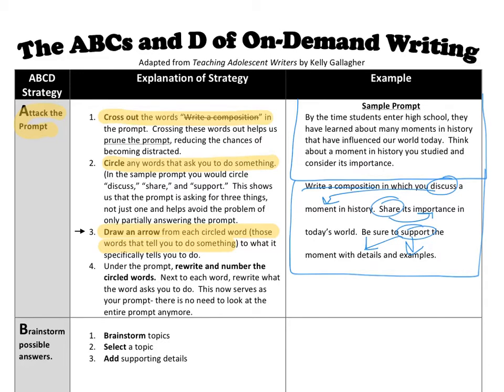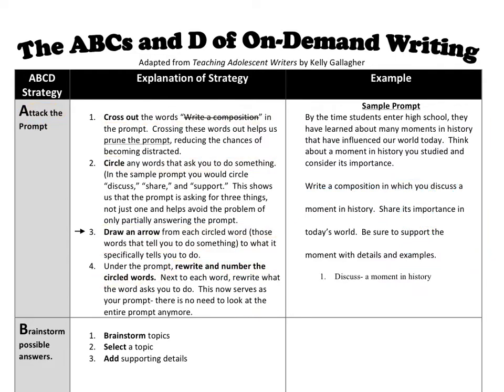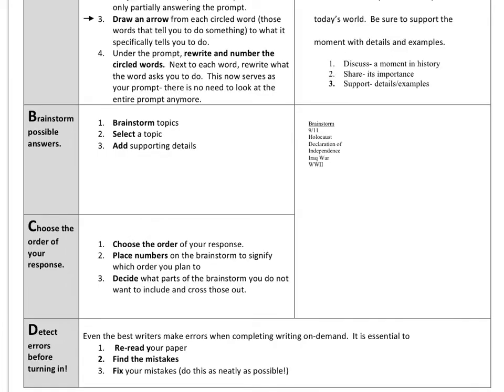Our next step is to, underneath the prompt, rewrite and number the circled words. We've been asked to discuss a moment in history, share its importance, and support with details and examples. So the next step is to brainstorm some different ideas, some topics, and then select a topic. So here's a little brainstorm list of some significant moments in history, and we're going to choose 9/11 to go forward with.